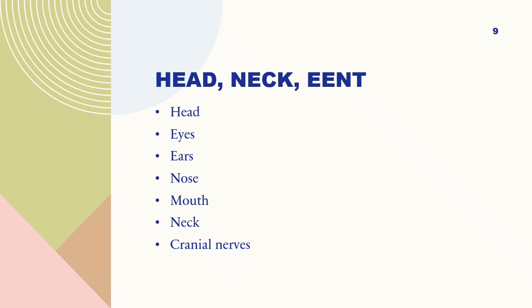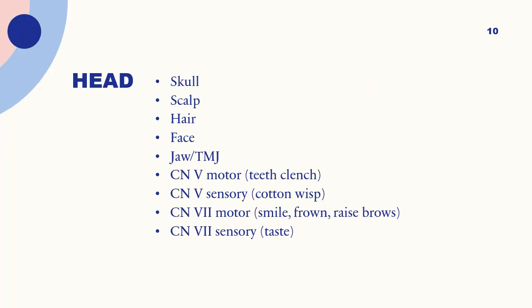Head, neck, and EENT. This includes the head, eyes, ears, nose, sinuses, mouth, and pharynx, the neck including lymph nodes, and cranial nerve testing. Head. For the head, assess skull and scalp, hair, face including facial structures, the jaw including inspection and palpation of the TMJ, and testing of cranial nerves 5 and 7.